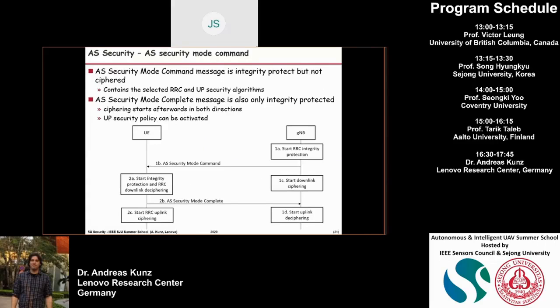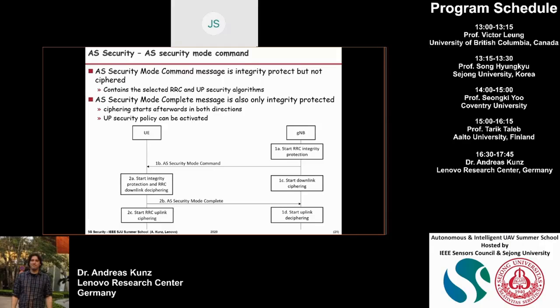Now we go to the access stratum, to the lower layers. In order to establish the security on the radio interface, you need the so-called ASSMC, the access stratum security mode command message. The G-Node B retrieves the key from the AMF, the G-Node B key, and can derive all the subsequent keys for RRC and user plane security.